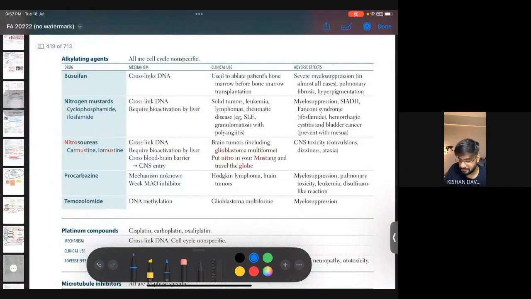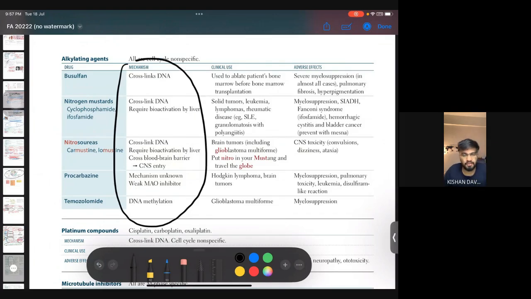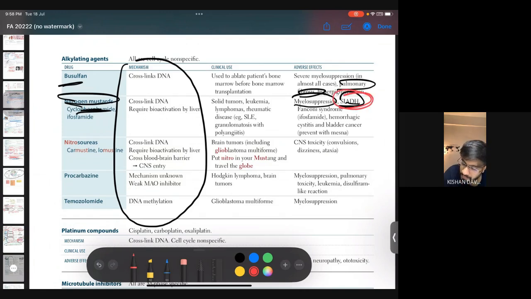Alkylating agents. The mechanism you have to do with your eyes closed. I don't have to say that. Busulfan, most commonly asked is pulmonary fibrosis. Cyclophosphamide, here there is no pulmonary fibrosis. Okay, so here there is myelosuppression, SIADH. SIADH is important here. With cyclophosphamide, SIADH is important. Cystitis and bladder cancer. And how will you prevent it? Mesna. This is also asked in UWorld so many times.